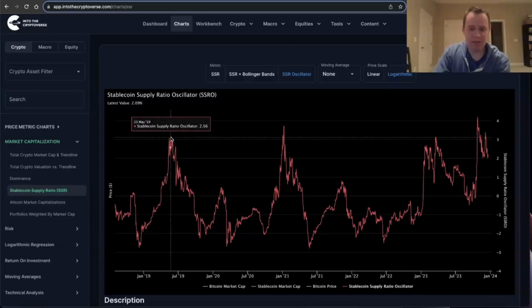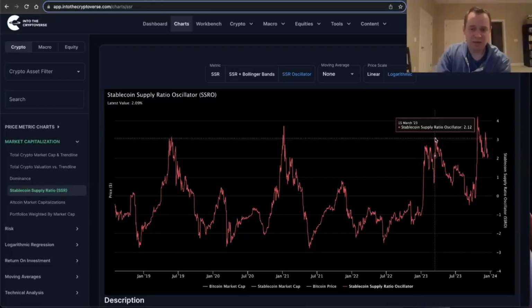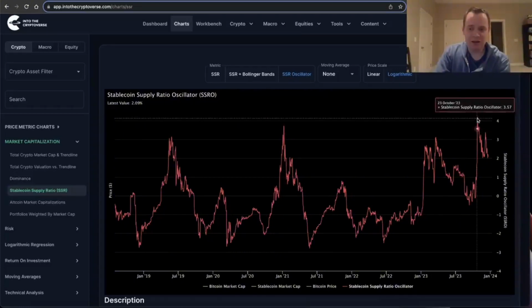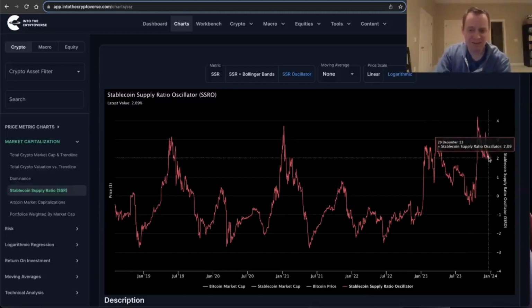So in 2019, you can see that we went to the same level in May of 2019 that we did in March 2023. And we also went to an even higher level in 2021. What's fascinating is that just a few weeks ago, we went to a new high on the stablecoin supply ratio oscillator than we've seen it go ever before. And now it has faded since then, right? It has faded since then, but it is still a relatively high level.